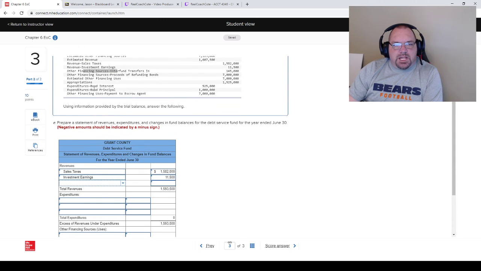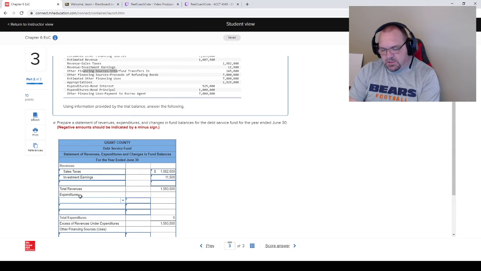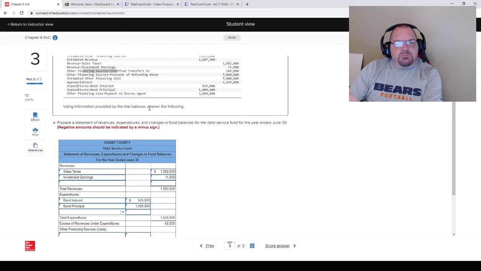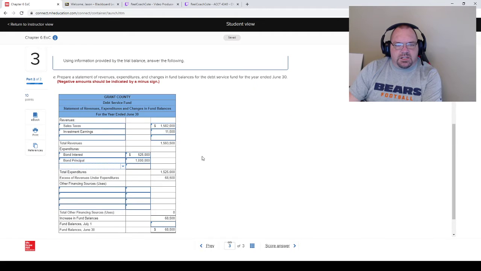Expenditures, we got bond interest and bond principal. Bond interest, 525. And then bond principal, $1 million. Oh, let's just zero out again. Good job. Okay. That should be all that. Remember, appropriations and these guys, they're all budgetary accounts. They don't go on this.